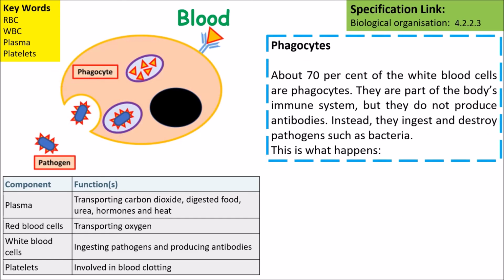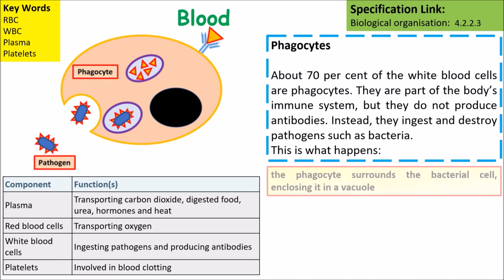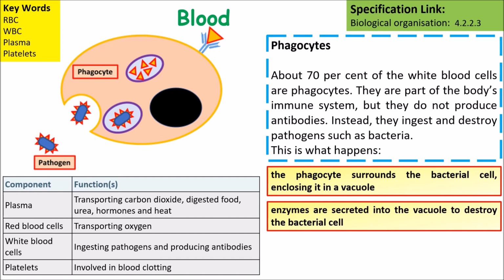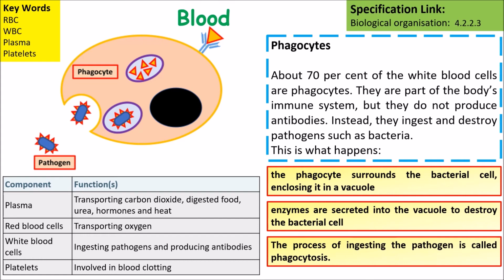Phagocytes, so about 70% of white blood cells are phagocytes. They're part of the body's immune system but do not produce antibodies. So instead they go around and ingest pathogens such as bacteria. They do this by surrounding the bacteria and enclosing it into a vesicle. They secrete enzymes into this vesicle to destroy the bacteria, and the process of ingesting a pathogen is called phagocytosis.